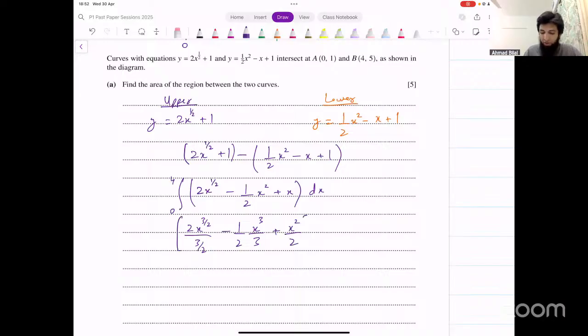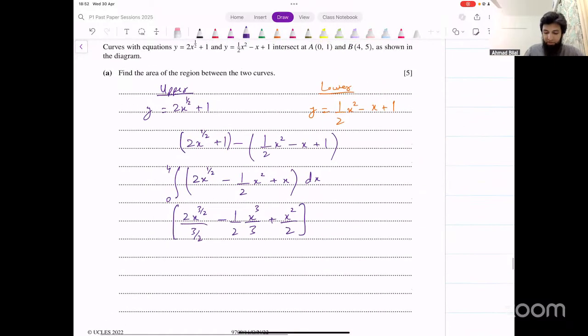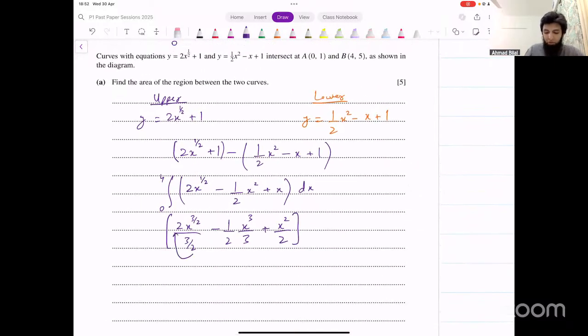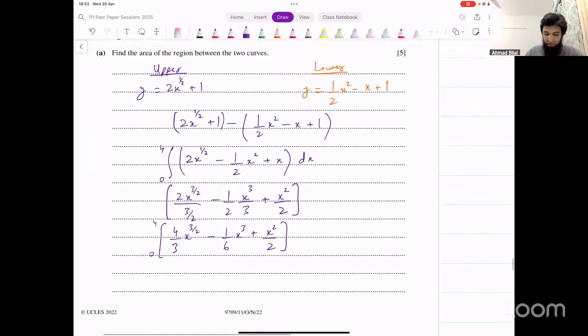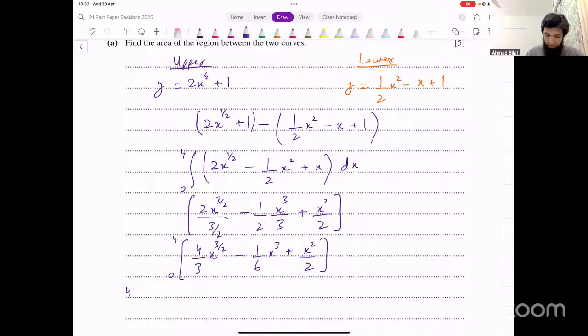Now, before you input limits, simplify this a bit first. 2 will go to the numerator. 2 into 2, that becomes 4. So you have 4 over 3 into x raised to power 3 over 2 minus 1 over 6 x cubed plus x squared over 2. Now you can input the limits, input 0 once, input 4 once, find their difference. Let's input 4. 4 over 3 into 4 raised to power 3 over 2. Subtract from that 1 over 6 into 4 cubed plus 4 squared over 2.